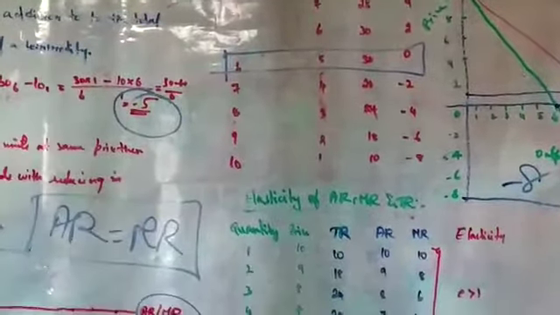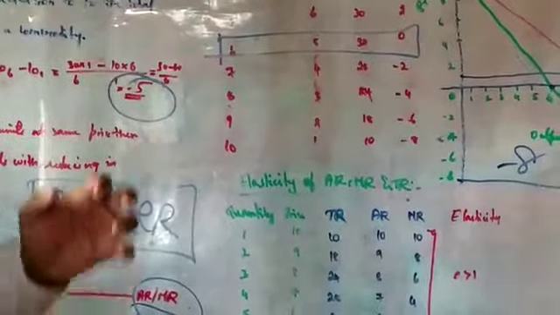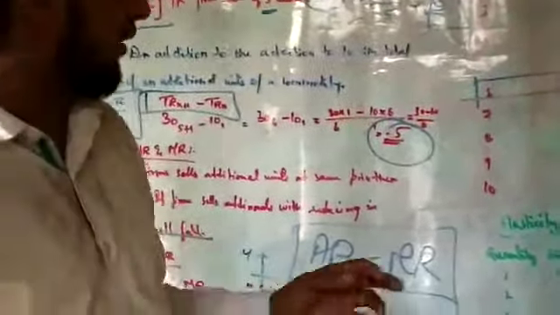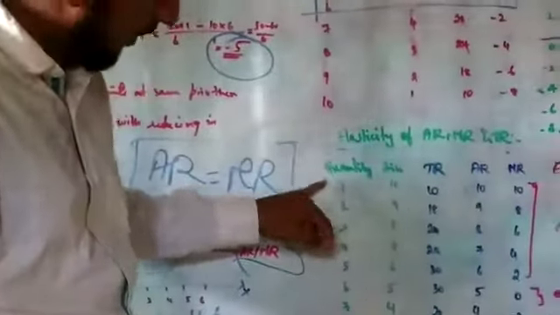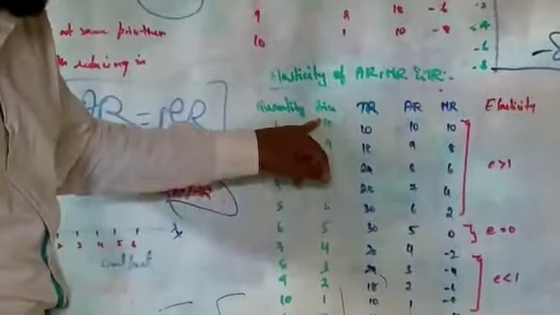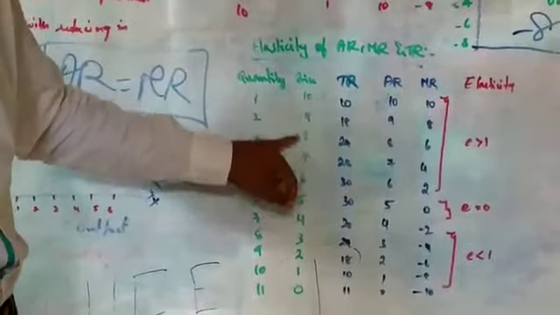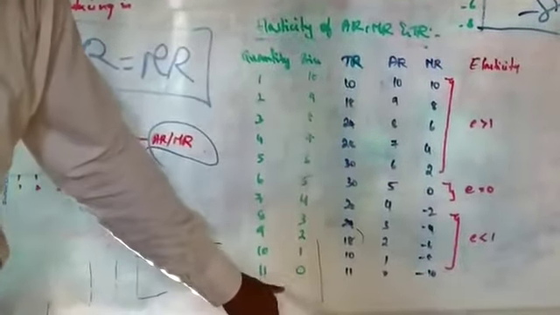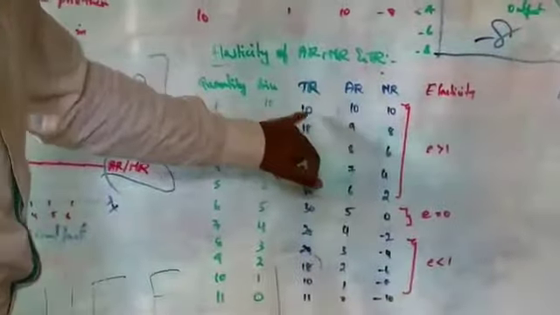Next, the last aspect is elasticity of AR, MR and TR. So what is the relationship between the elasticity and AR, MR and TR? First we have quantity from 1 to 11. Price we have, in order, 10, 9, 8, 7, 6, 5, 4, 3, 2, 1, 0. It's a diminishing order.